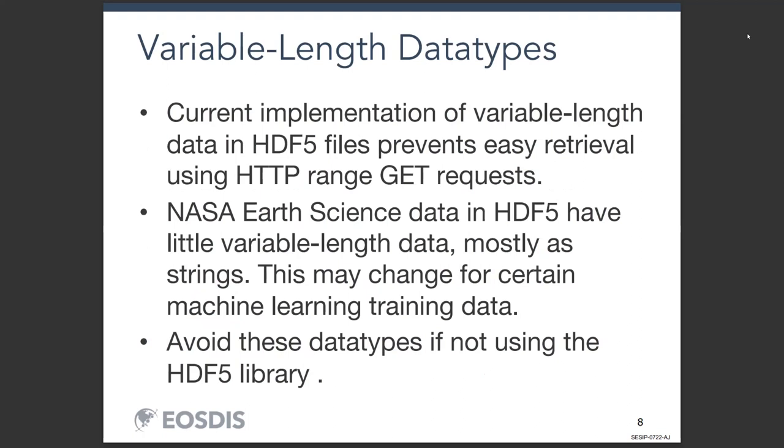Variable length data types. The current implementation of how variable length data in HDF5 files is stored really prevents easy retrieval using HTTP range gets. And that means that if you can avoid variable length data types in your HDF5 files, then please do so. In my experience, in NASA or Earth science data, there is very little variable length data. It is usually strings, and recently they typically come from the NetCDF library, because the NetCDF library, by default, creates variable length HDF5 strings when storing strings. So even if you don't know it, and don't want it, the NetCDF library will do this for you. This is something to really keep in mind.